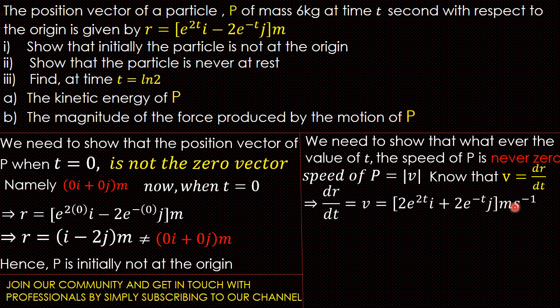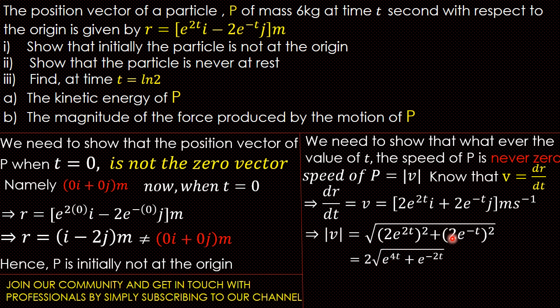Good. So now we can go on to find the magnitude of v. This is the velocity v. So to get its magnitude, it's simply going to be the square root of the sum of squares of the individual components. So we are going to have 2 e raised to the power 2t, all that squared, plus 2 e raised to the power negative t, all that quantity squared. Good. If we simplify, we are simply going to factor out the 2. We have the square root of e raised to the power 4t plus e raised to the power negative t.